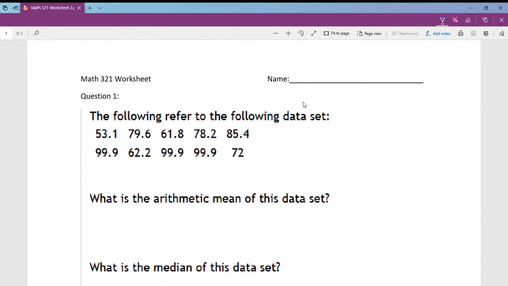Welcome to the support class for Math 21. Let's go over some interesting questions. The following refer to the following data set.